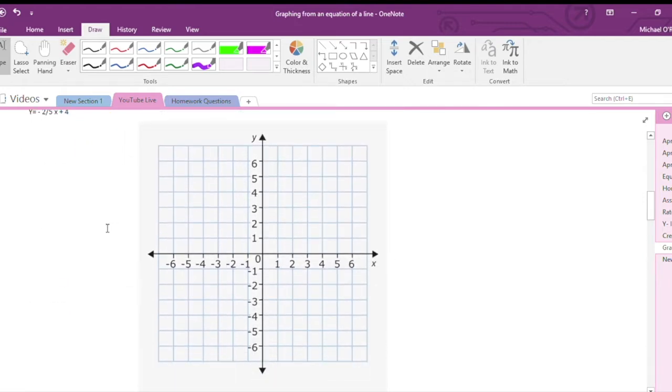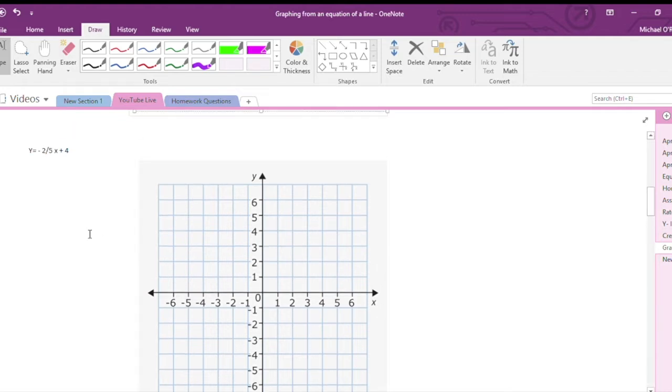So first thing I do is I identify my rate of change. So my rate of change is beside the x, so it's right here. So it's minus 2 over 5. Then my y-intercept's right here. So b equals 4. First thing I do is I graph my y-intercept. So 4 is my y-intercept.